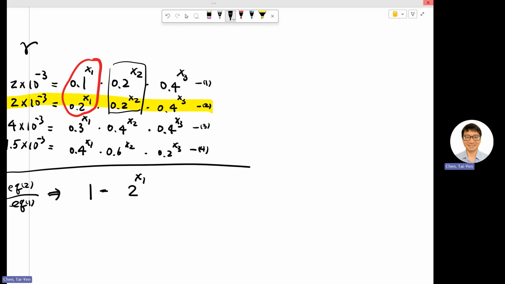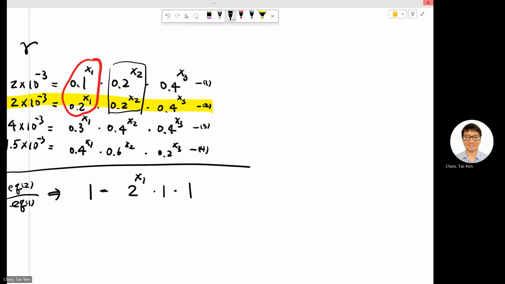That's 1, right? 0.2 to the x2 power divided by 0.2 to the x2 power. It's the same thing, right? So it's just equal to 1. How about the third term? It's also 1, right? Because it is 0.4 to the x3 power divided by 0.4 to the x3 power.